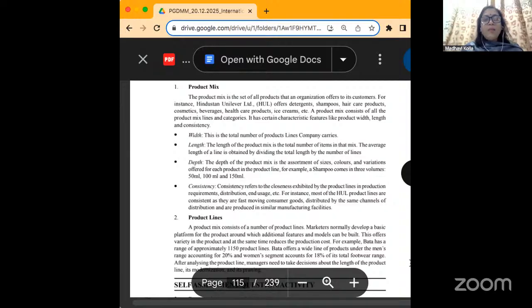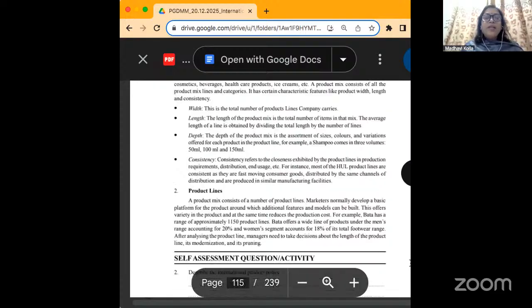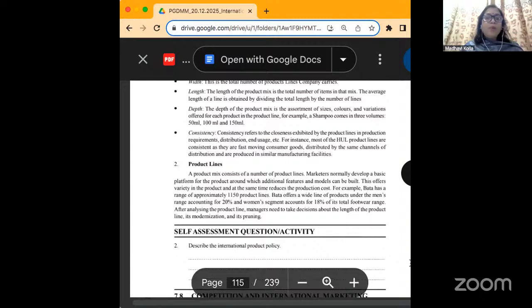So in hair care products, which is one product line, if you're talking about only shampoo as one product, because there can be oil and multiple other things, right? Conditioners, etc. So the depth is fundamentally the assortment of sizes, colors, and variations in that particular product that is being offered in that product line.